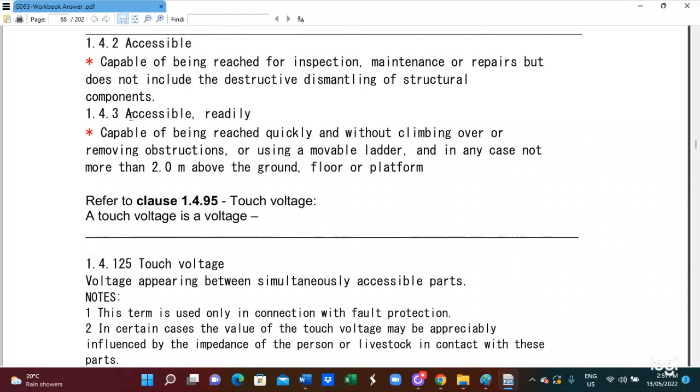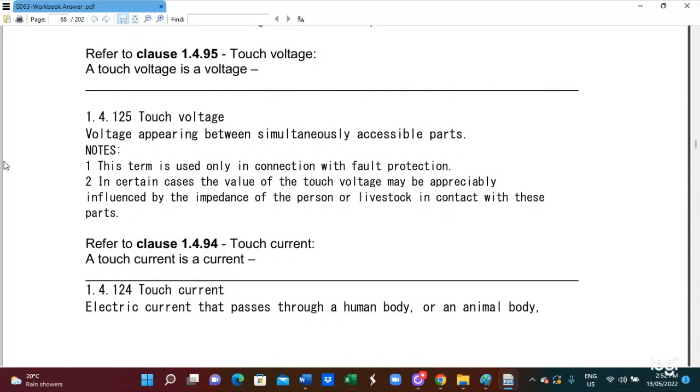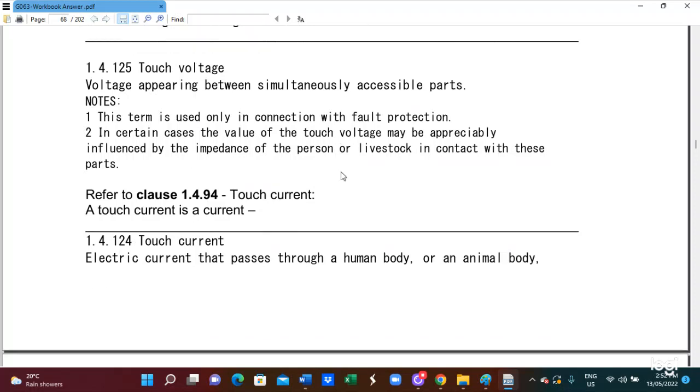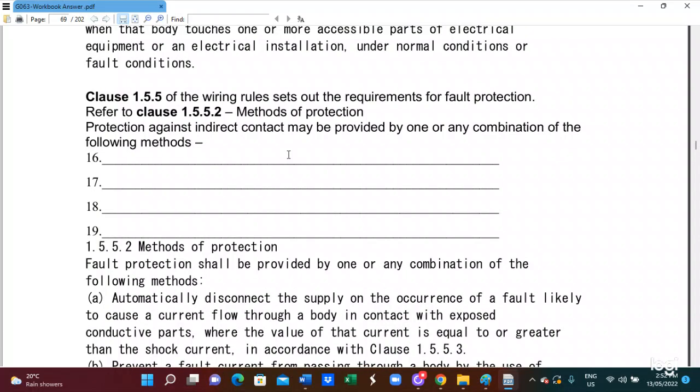Also, you have to read clause 4.3 regarding the accessibility. And clause 1.4.125, the touch voltage. So this is a definition of touch voltage. And also clause 1.4.94 mentions the touch current. Those also have to be read through. And also clause 1.5.5. So in this case, the wiring loop has to be set up. So those wiring loops are the methods of protection. Clause 1.5.2 provides the methods of protection.